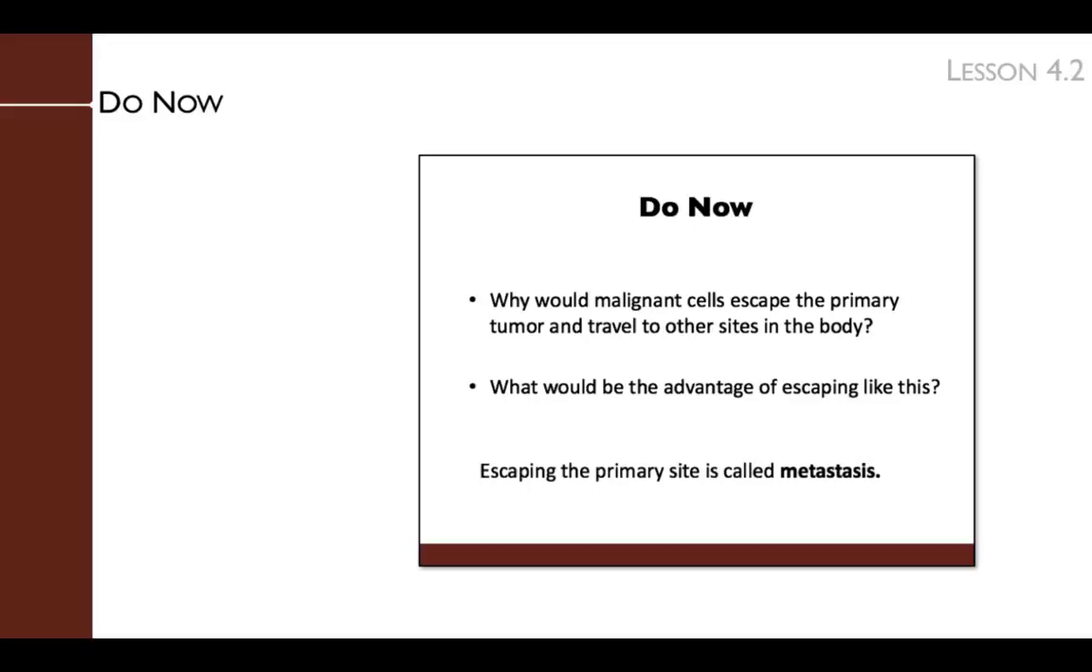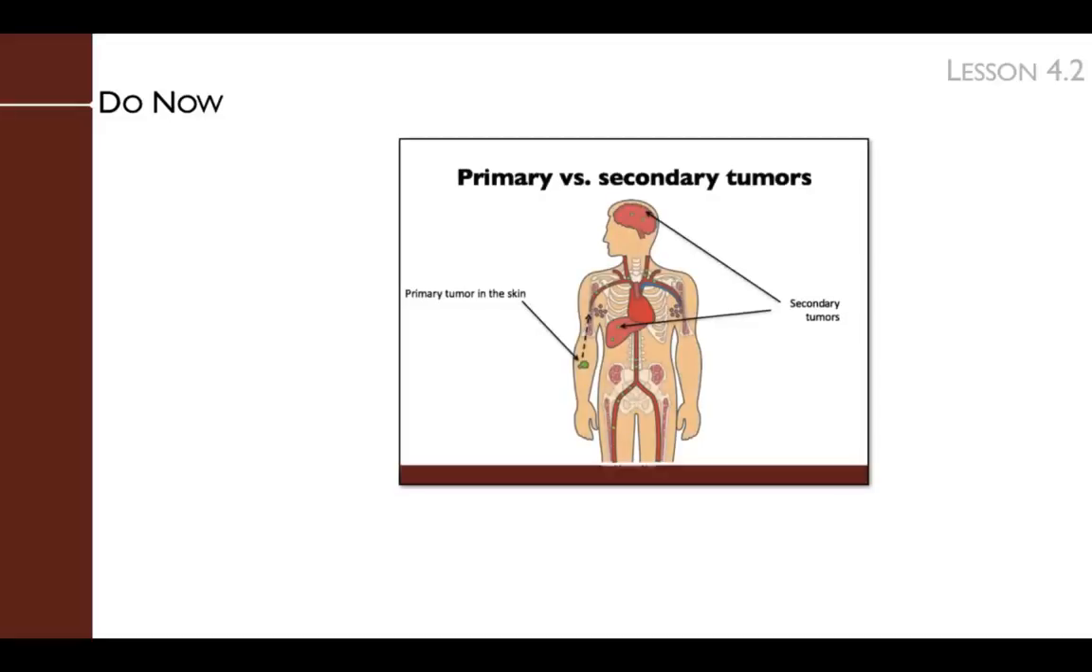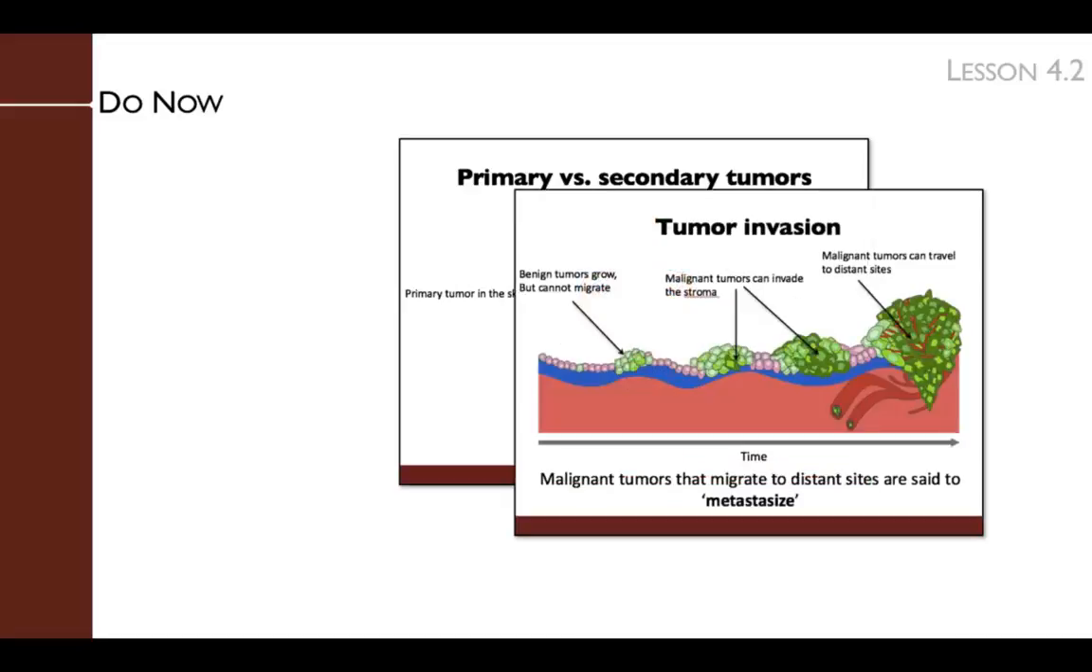Hyperproliferating tumor cells at the primary site are competing with each other for nutrients and space, so acquiring mutations that allow them to escape could provide a selective advantage, allowing them to find a new environment where they can thrive. Tumor cells with mutations that allow them to escape the primary site can migrate to other locations of the body, forming secondary tumors. Recall from lesson 4.1 that for a benign tumor to become malignant, it must acquire mutations that allow it to break through the basement membrane and invade the stroma.